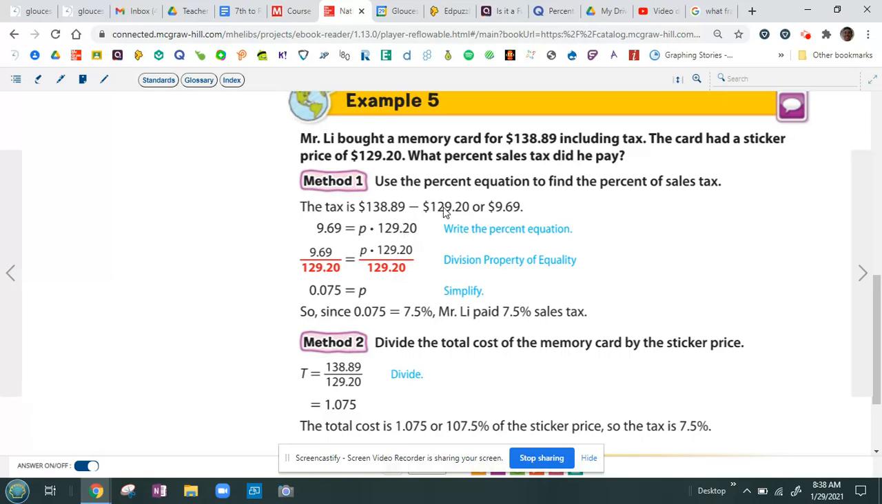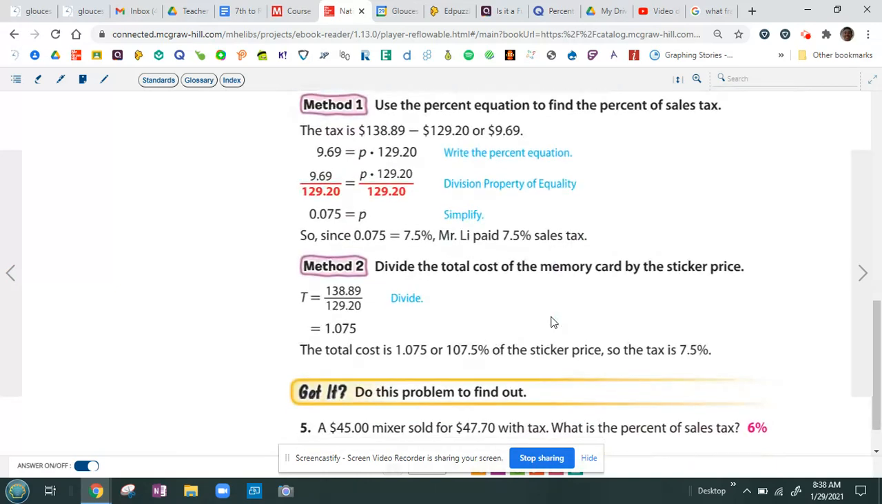Okay. So we subtract to find the tax that they had to spend, which is the $9.69 here. Then the whole is going to be the original cost without the tax. All right. Then we divide like we normally do, and we can find the percent here. Now remember, this is in decimal form, so we have to move the decimal over twice, boom, boom, to get it back into percent form. All right, so there you go. He pays 7.5%.